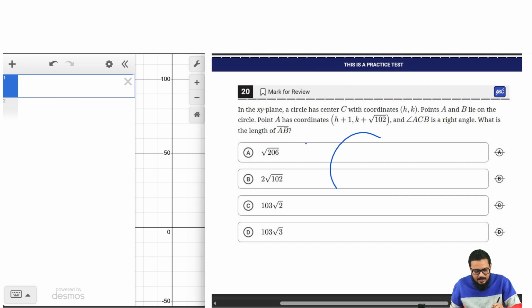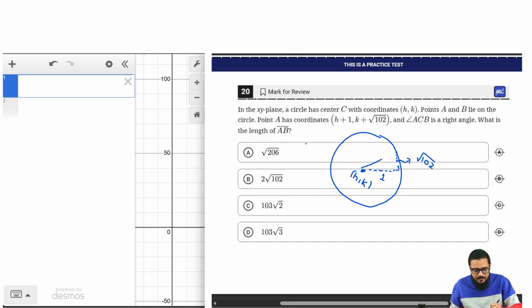So for example, let's say this is my circle right over here, and let's say I'm starting right over here. This is h, k, and I've just moved 1 unit right at the top. This is 1, and this is under root 102 units upwards, right? So this is h plus 1, and if I'm moving under root 102 units, this would be k plus under root 102. So this length is 1, and this length is under root 102.